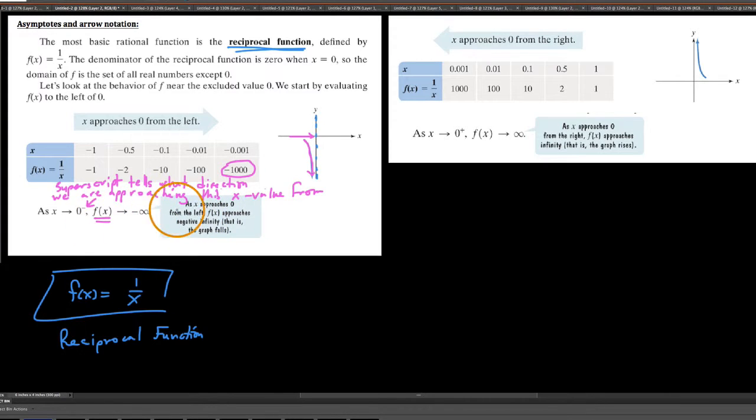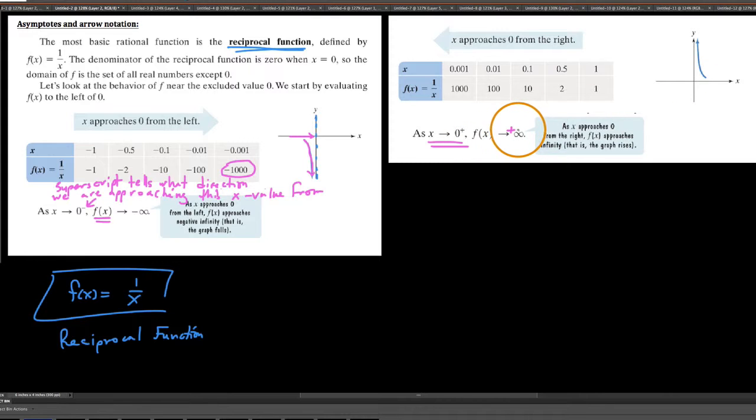We say our y values are decreasing without bound, so our y values are approaching -infinity, okay? So as we come in from the left side, our y values are approaching -infinity. As we come in from the right side of 0, as x approaches 0 from the right side, we can see that as our x values are getting smaller and smaller, our y values are increasing without bound. So we say our y values are approaching positive infinity.